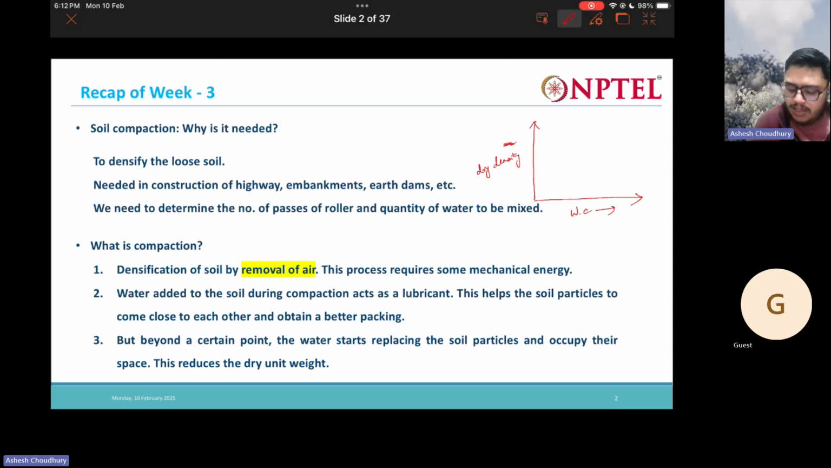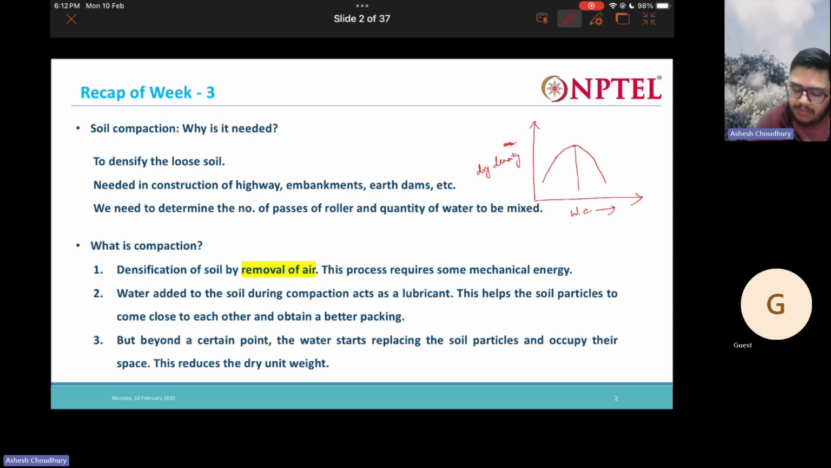Initially as you pour water, the lubricating effect will aid in the densification of the soil, right? So the dry density of the soil will increase, and then it will reach a maximum point. But after this point, the more water you add, that water is going to replace the soil particles in a particular volume of soil. Due to that, the dry density is going to reduce. Okay, so you obtain a bell curve like this.